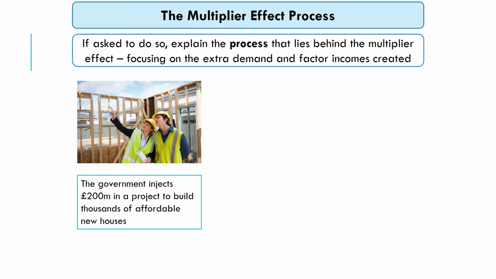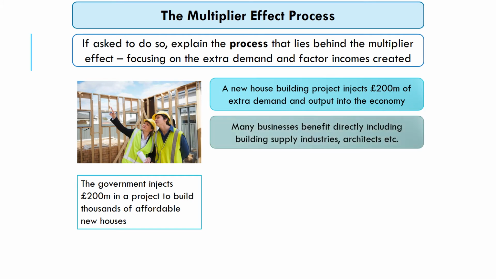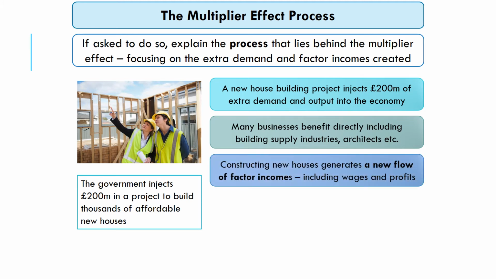Now we need to be able to explain the process. So what's going on here? What is the multiplier effect process? So again, if we look at our government house building program of £200 million, what are the steps involved? Well, a new house building project injects £200 million of extra demand and output into the economy. Many businesses benefit directly, including building supply industries, architects, etc., all the firms that would be required to build those houses. And the money that those firms receive will generate a new flow of factor incomes, as those supply industries and architectural firms pay wages and profits back to households.